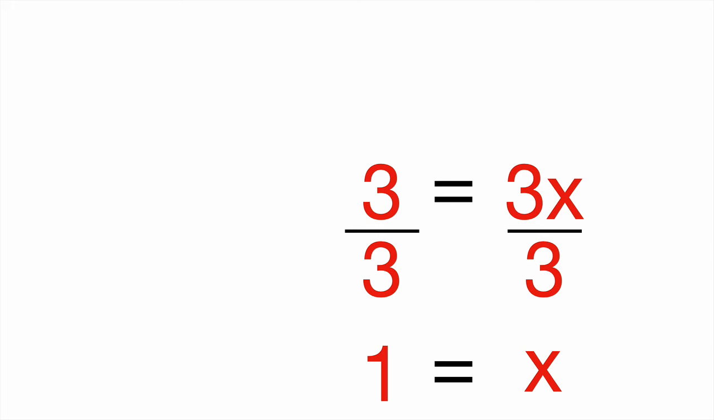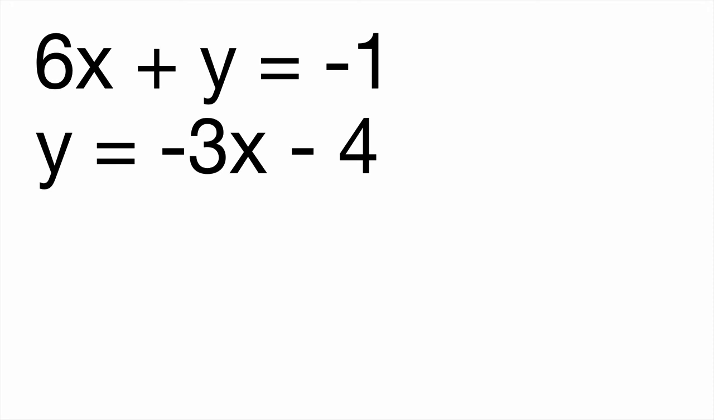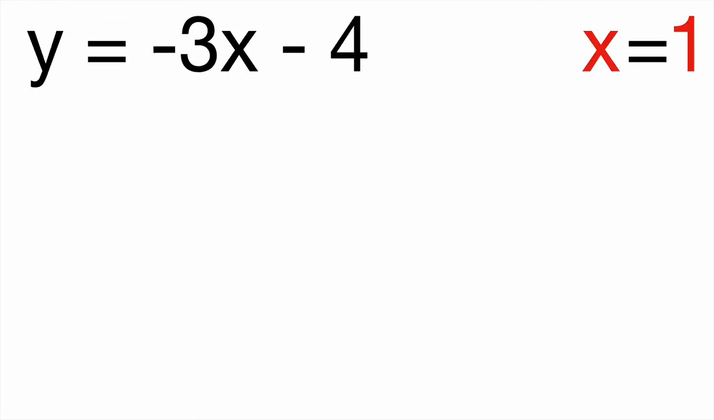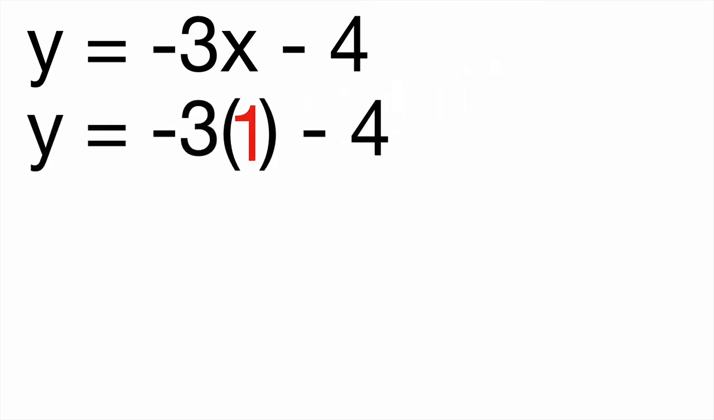Now all we have to do is go back to the original problem and use one of these equations to figure out what y is. I'm going to use the second one because it's a little bit easier, in my opinion. All we have to do is take the x equals 1, and since we know that x equals 1, we can plug it into the equation. Literally just put it in there. So take out the x and put in 1. Remember that when 3x is right next to each other, that means 3 multiplied by x. So now we're going to do -3 times 1.